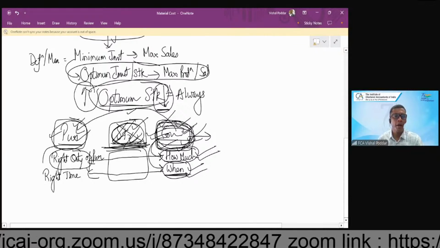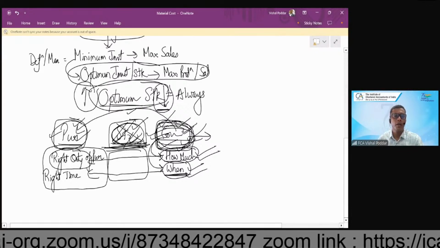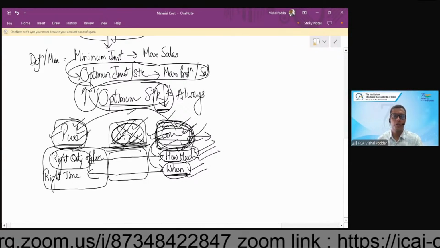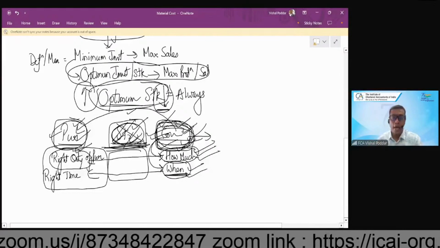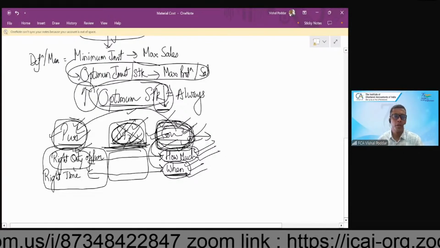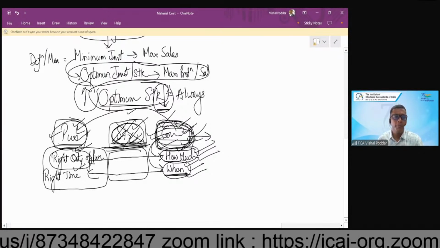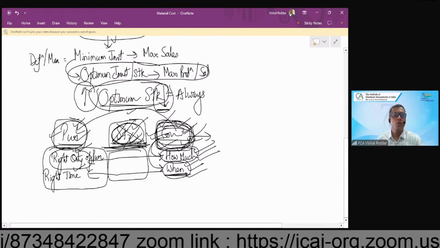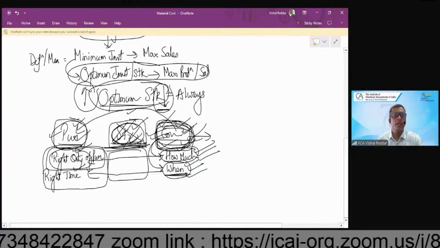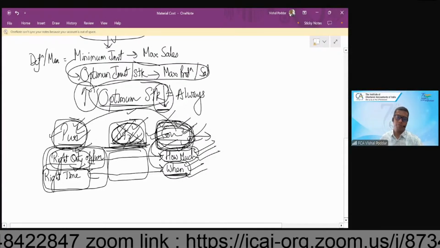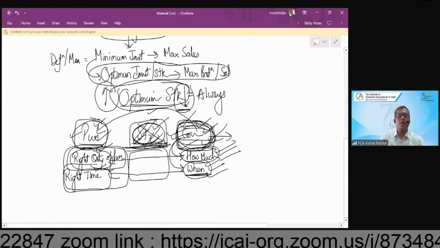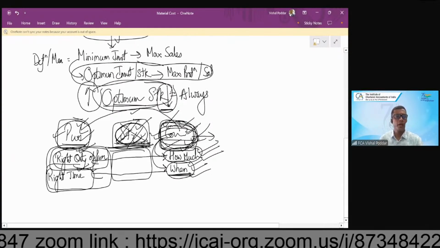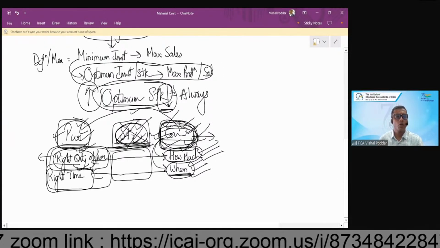I have to plan my purchases accordingly, so that whatever I need for consumption, that much should be purchased. And whenever I need it for consumption, it should be available at that time. It means in purchasing, I need to do two things: right quantity, right time. And this becomes my two most important techniques of inventory control.